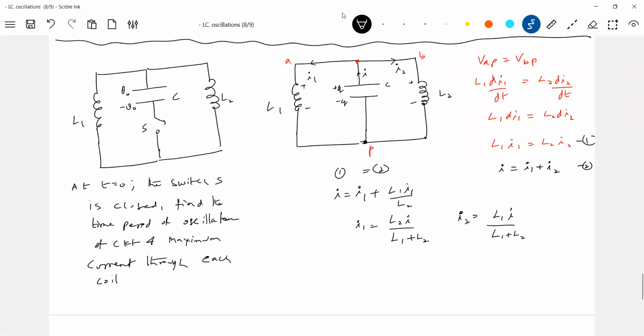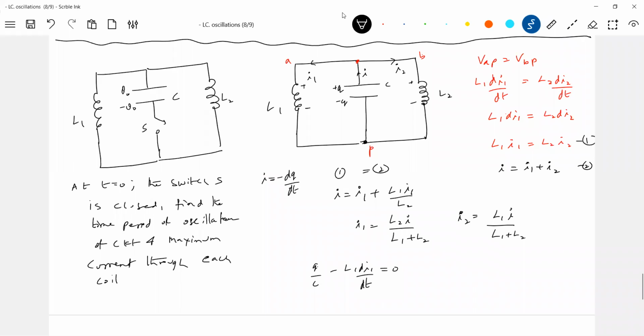Let's write the loop equation. Q by C. I'm taking this loop. Plus Q by C minus L1 dI1 by dt, minus L1 dI1 by dt equal to 0. What is Q? Q is the charge. So I is dq by dt, no? I is minus dq by dt.